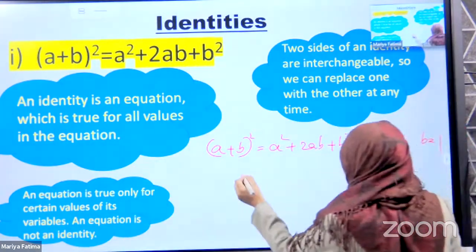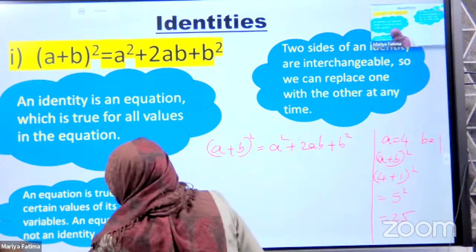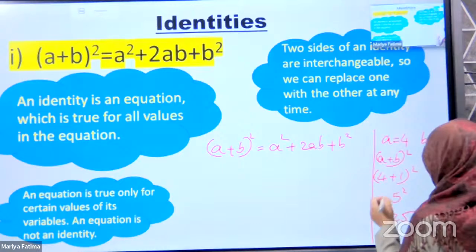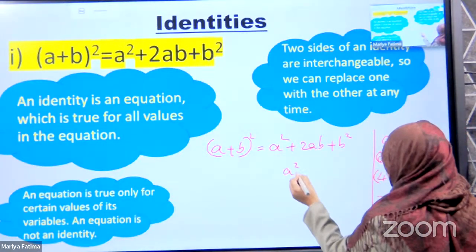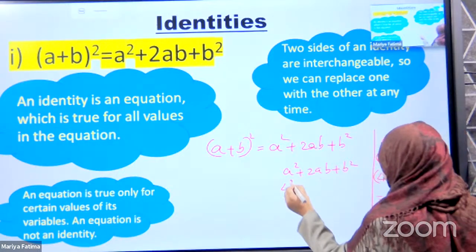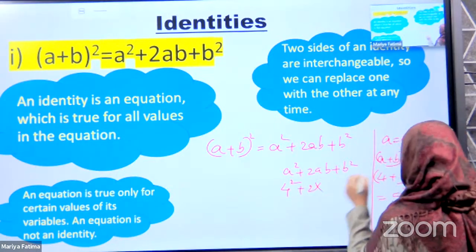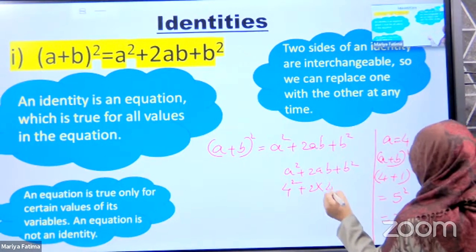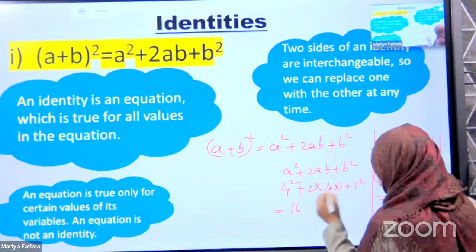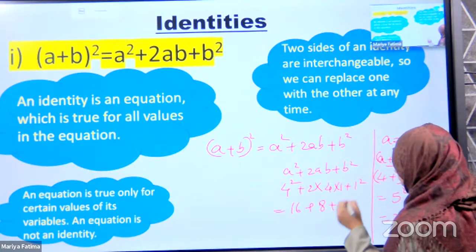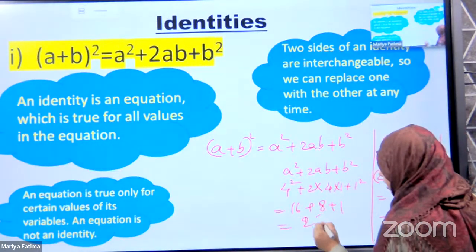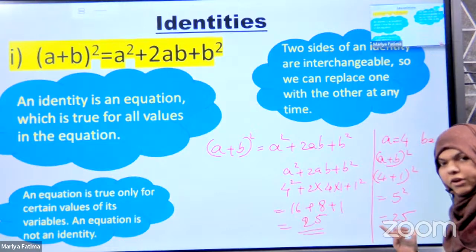We got 25 on the LHS, and the RHS is a square plus 2ab plus b square. The a value is 4, so 4 square plus 2 into 4 into 1 plus 1 square. So 4 fours are 16, plus 4 twos are 8, plus 1. 16 plus 8 is 24, and 24 plus 1 is 25. So are we getting equal values?